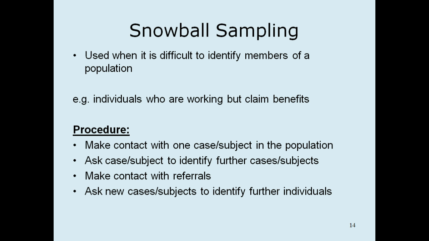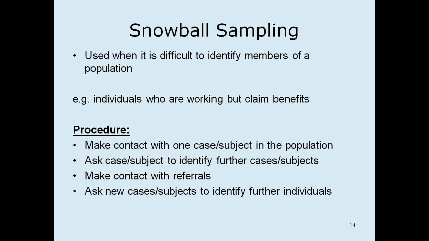Now, snowball sampling. Now, this is a difficult one because with sampling, what we're trying to do is get a representative sample. We're trying to avoid bias. So trying to get a group of people that are fairly representative of the population. Now, sometimes that isn't possible. It's sometimes very difficult to identify the people we want to research or the companies we want to research because there's an issue.